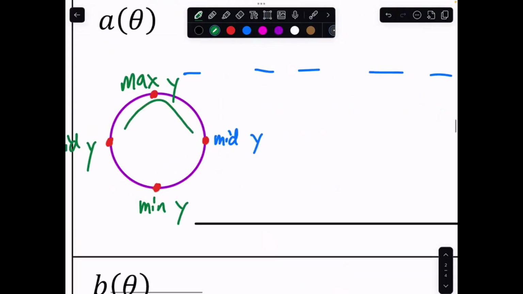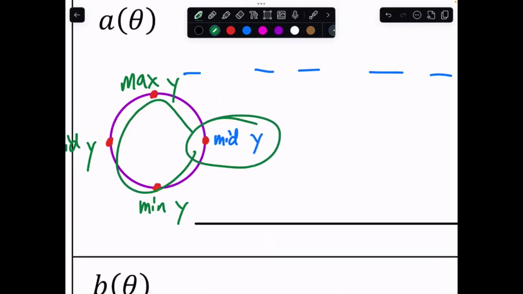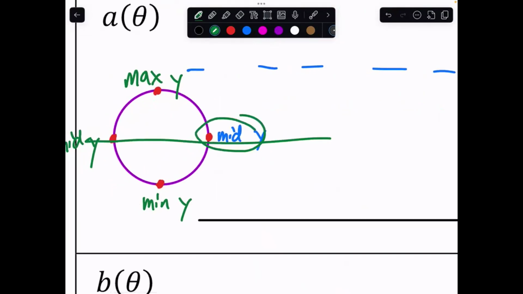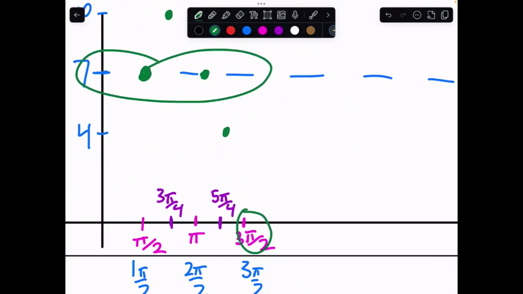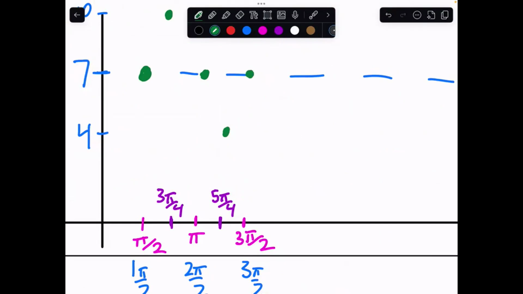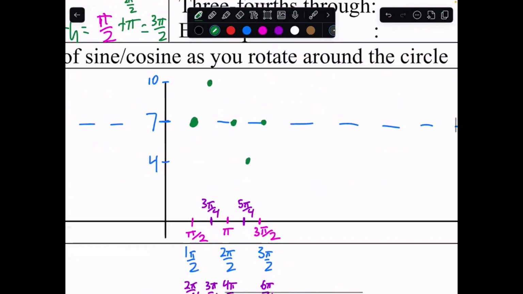Okay, and then all the way around, right? So the fifth angle overlaps with the first angle. The fifth angle is back in the middle of the y values. So that fifth angle is back on the midline. Hopefully you see the shape of the graph is the same, right? But obviously the numbers are different. So there's one period of the graph.